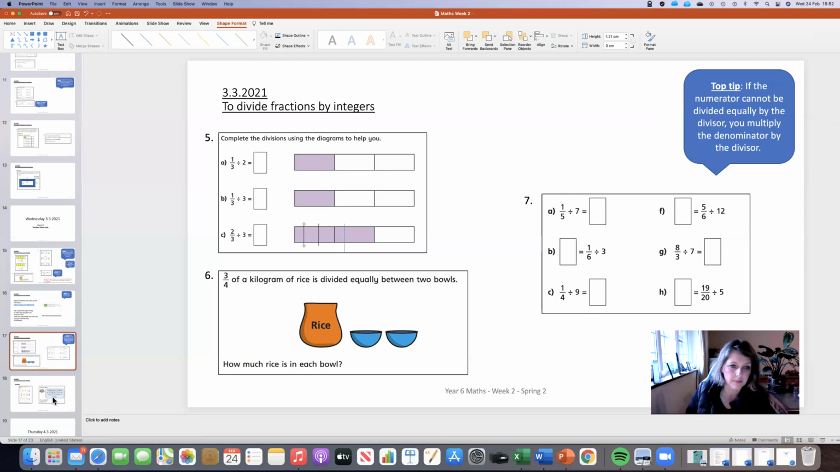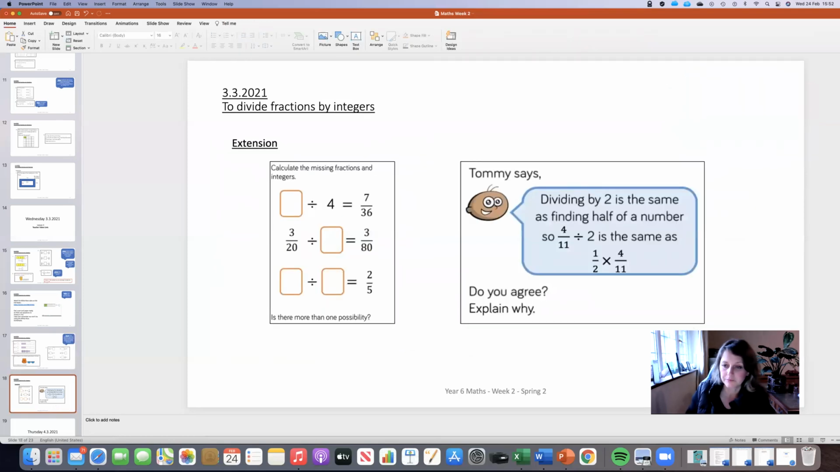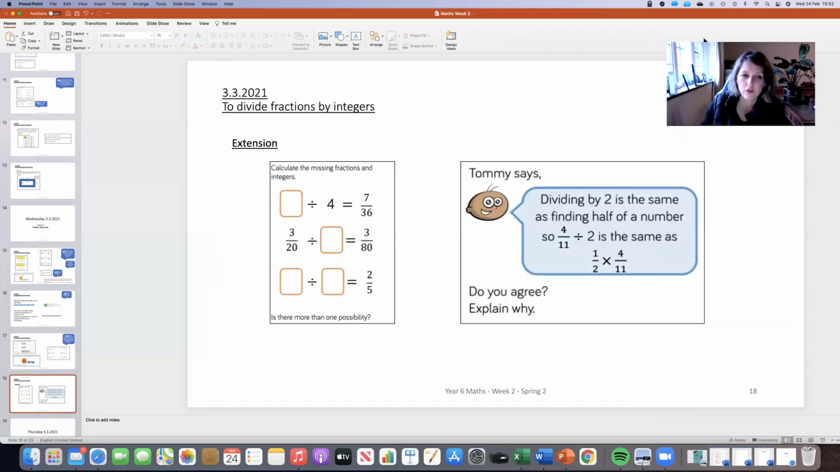Right. And then finally, for extension here, all you've got to do is reverse it. It's like doing the inverse. You know what the divisor is. So how would you calculate what the original fraction is if you know what it's already been divided by? And this was picking up this question here about Tommy, dividing by 2 is the same as finding half of a number. So that's what we were saying before.